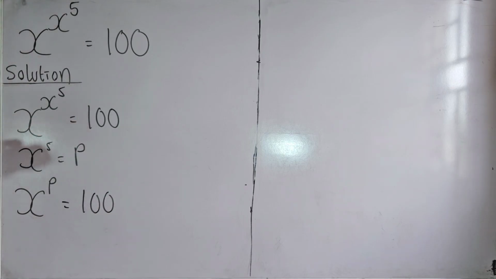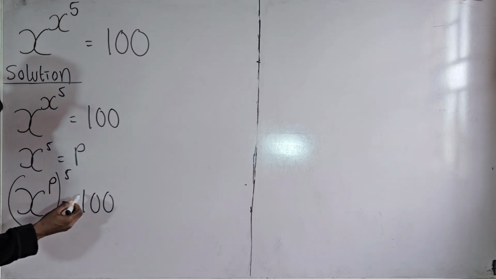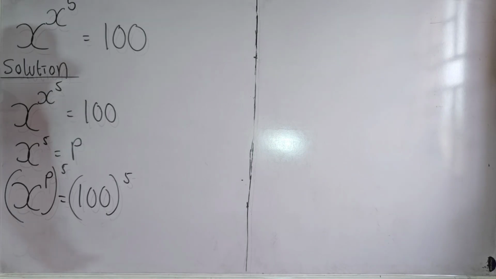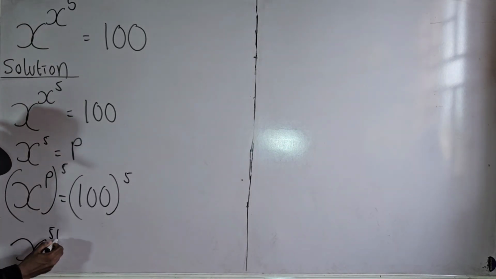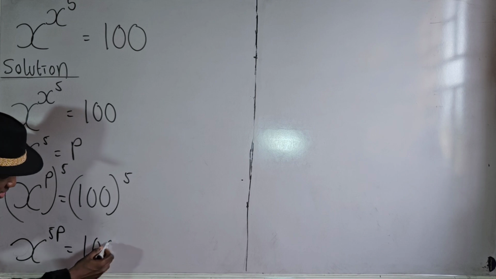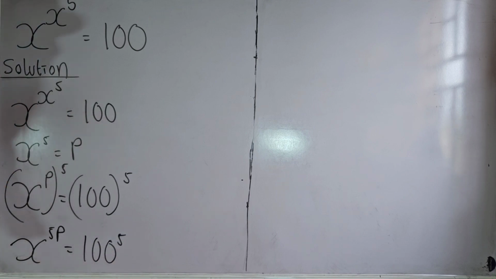Okay, the next step is that I'm going to raise the exponent of both sides to 5. Are you getting it? So we're going to have this raised to the power of 5 and also this raised to the power of 5. Okay, so we are going to have x raised to the power of 5p equals 100 raised to the power of 5. Are you getting it?